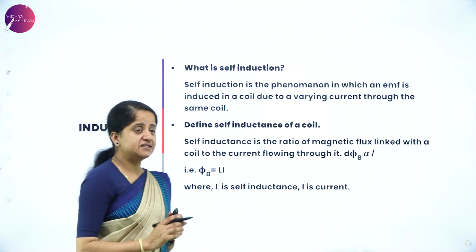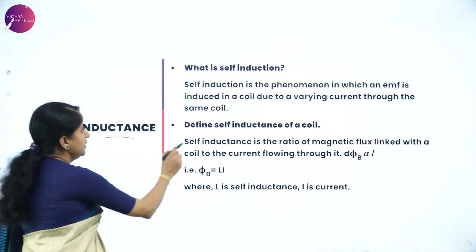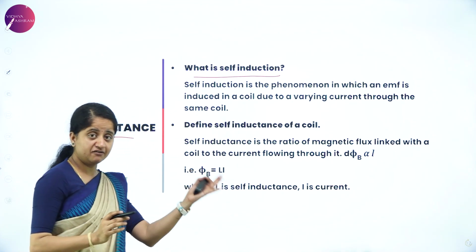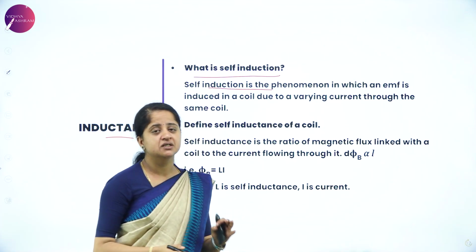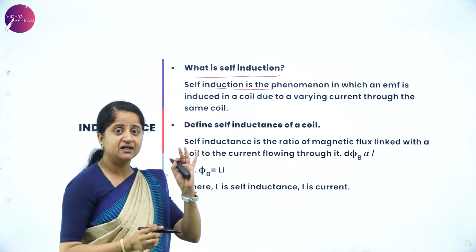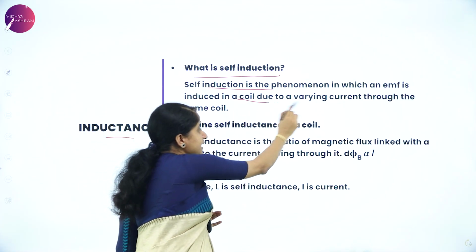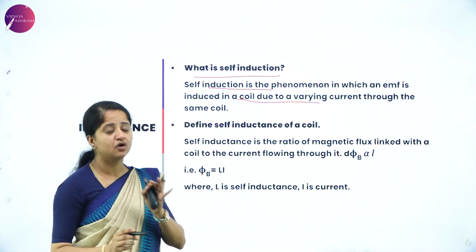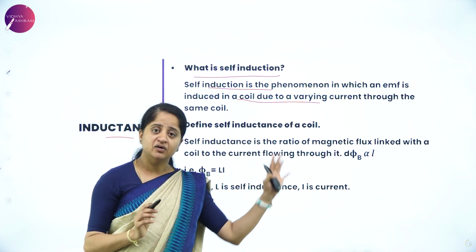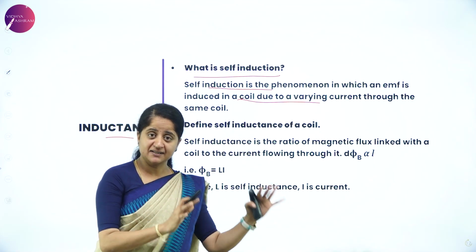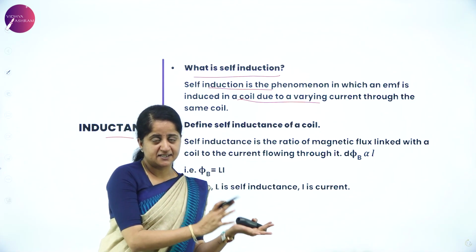The next important term is self-inductance. So, what is self-inductance? Self means within. Self-induction is the phenomenon in which an EMF is induced in a coil due to a varying current through the same coil. There is no neighboring coil to help in inducing the EMF. If that were the case, then it would be mutual inductance.